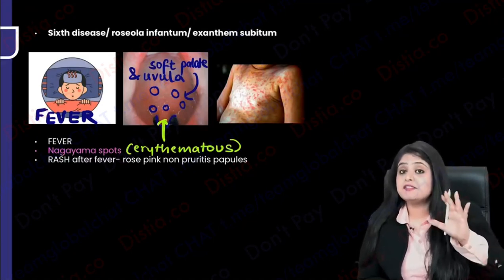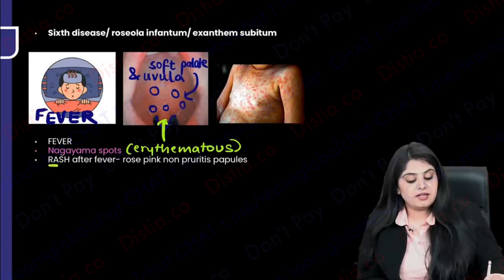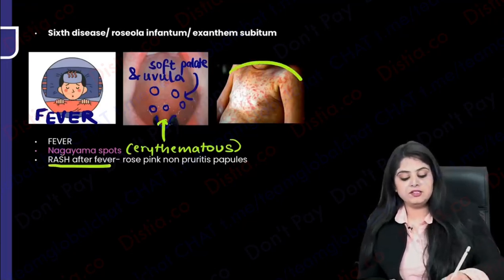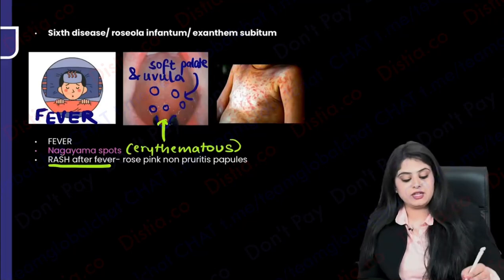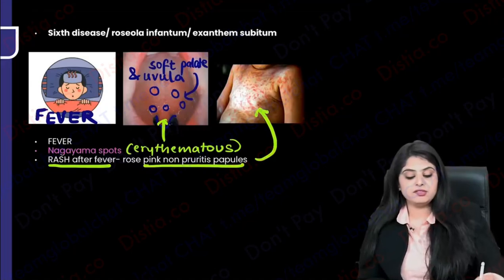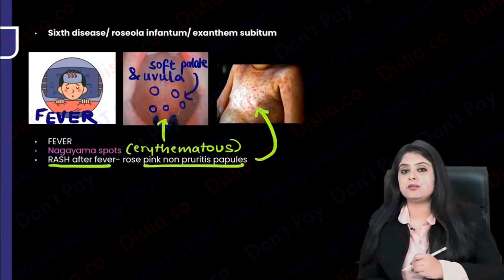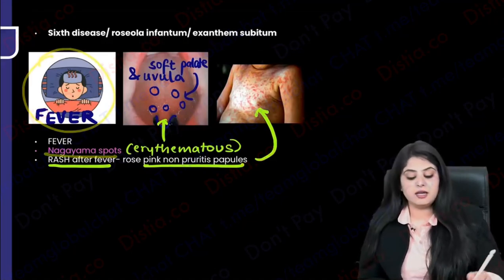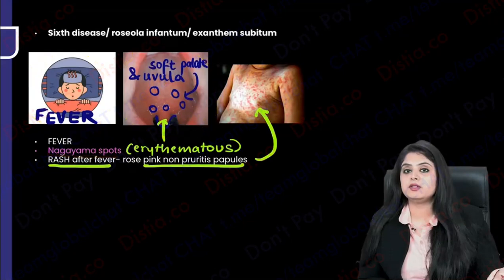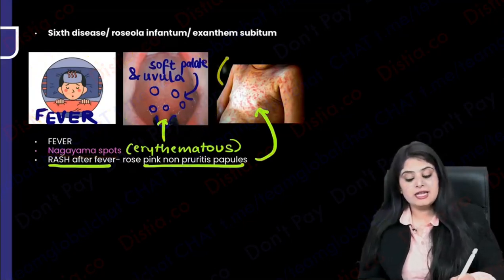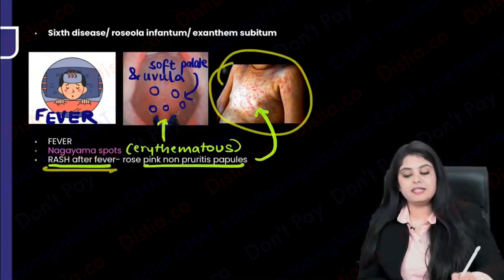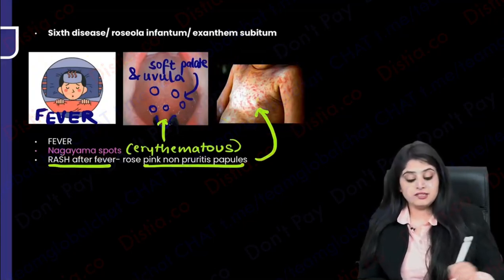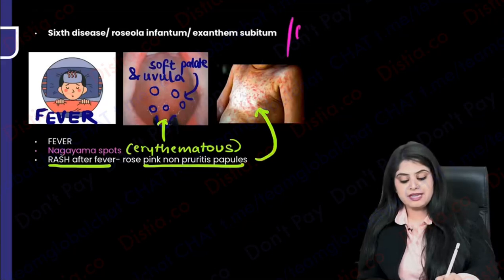After that, once the fever goes away, there is a rash that is going to come. You can see this pinkish, non-pruritic rash. So let's repeat. What is the 6th disease, roseola infantum or exanthem subitum? There will be fever. Along with the fever there are going to be Nagayama spots present in the oral and soft palate region. And then once the fever is going away, the rash comes up. But this is happening in children.